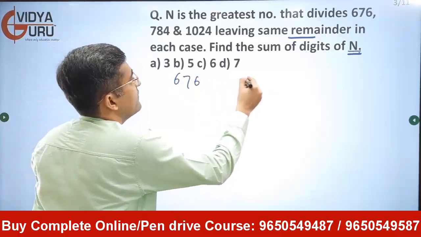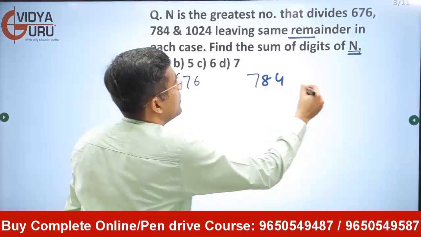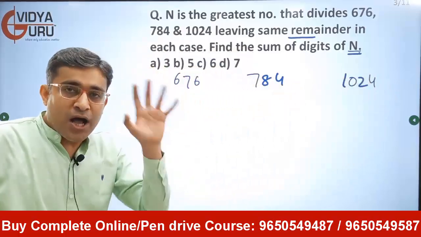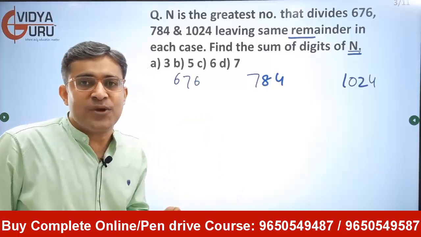676, 784 and 1024. Sure. So how are we going to approach this question?